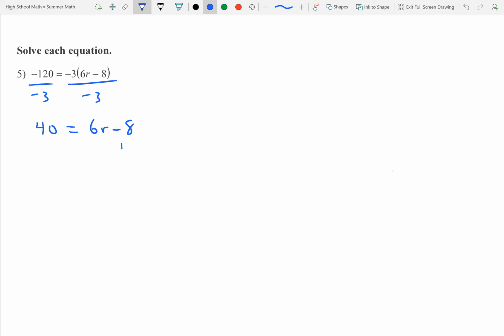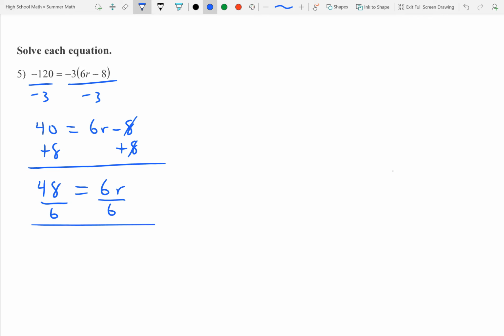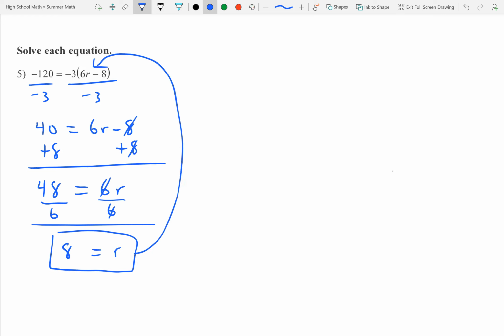Solving for r, I'll add 8 to both sides. Minus 8 and plus 8 sum to 0, leaving 6r. 40 plus 8 is 48. Solving for our variable r, we will divide by the coefficient 6 on both sides. 6 divides 6 to leave r. 48 divides 6, that's 8. You could take this value r equals 8 and substitute it back in for r to verify. I'll leave that for you.